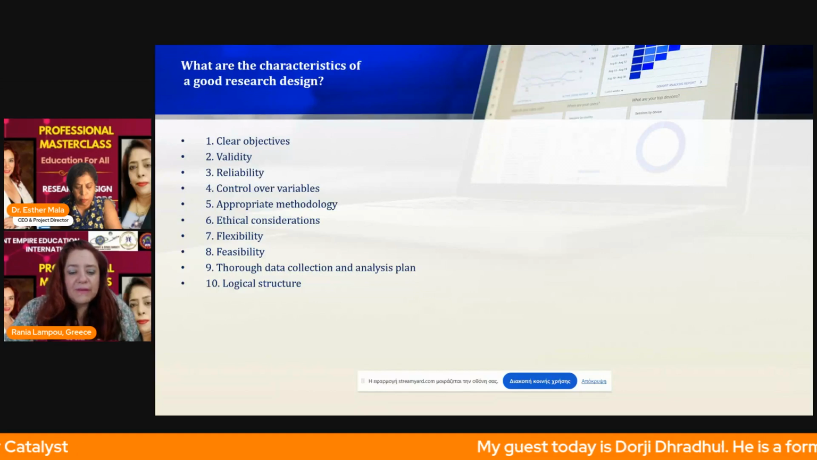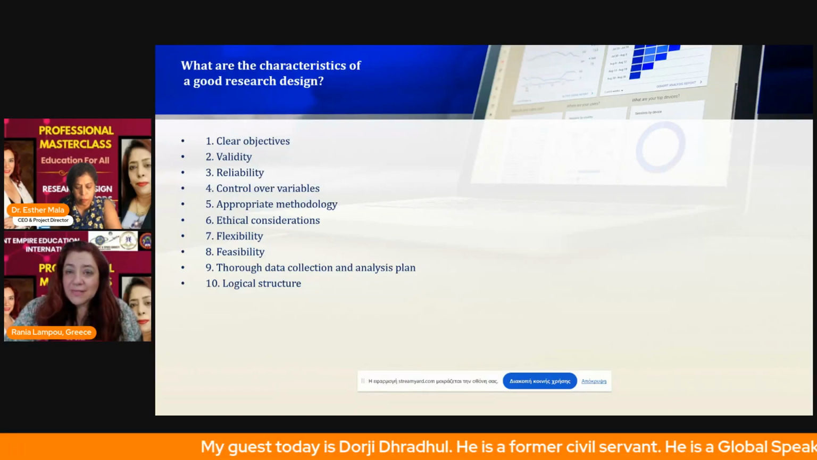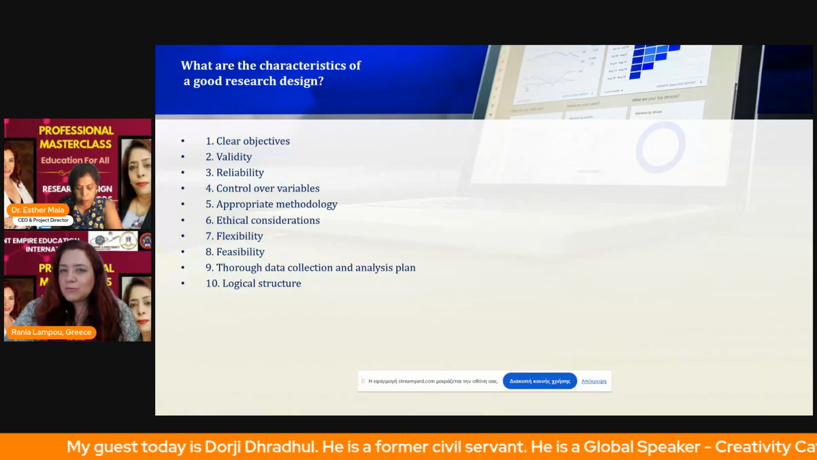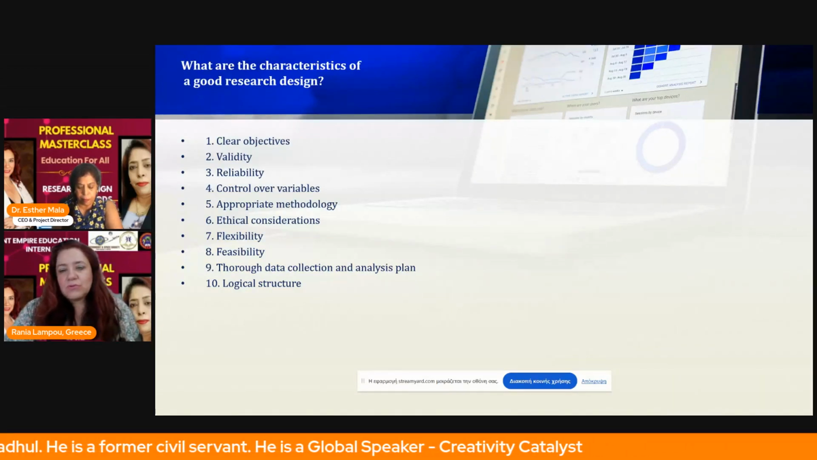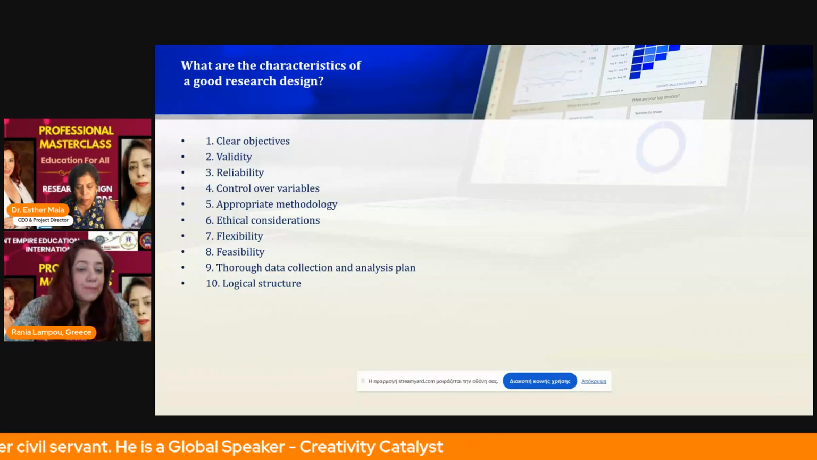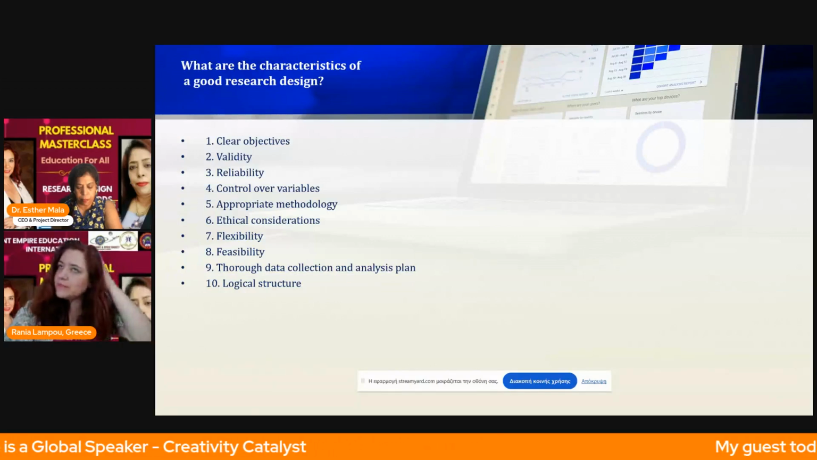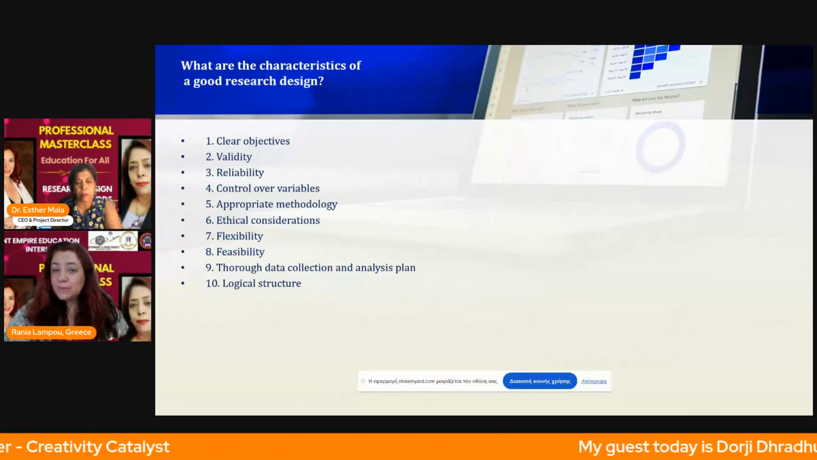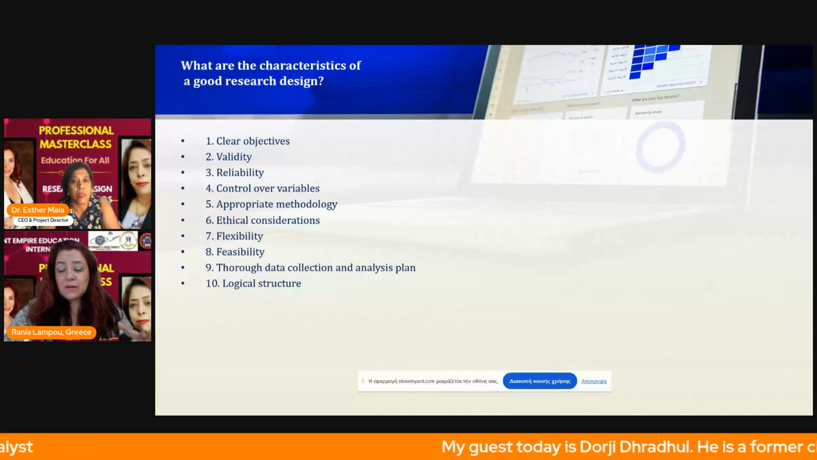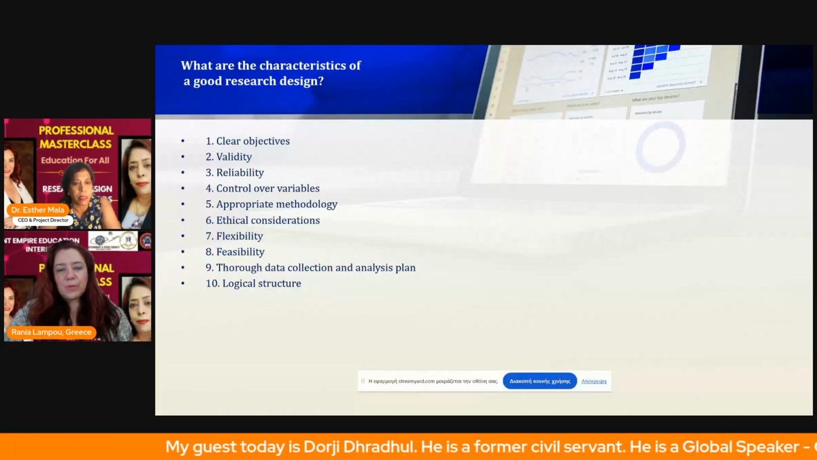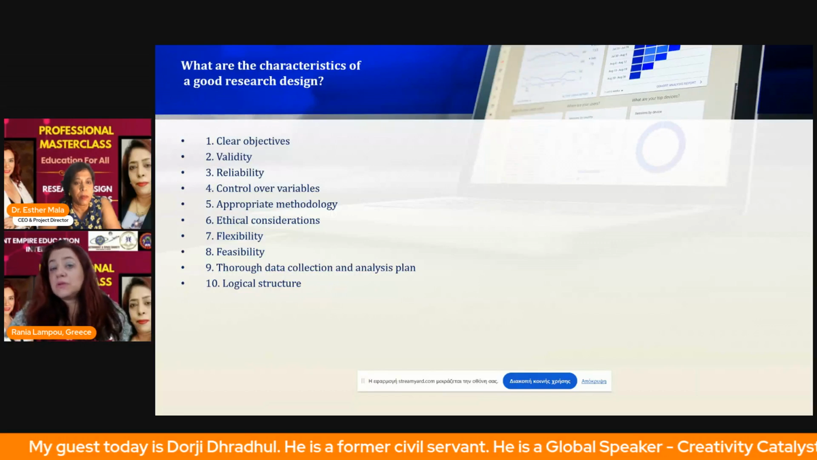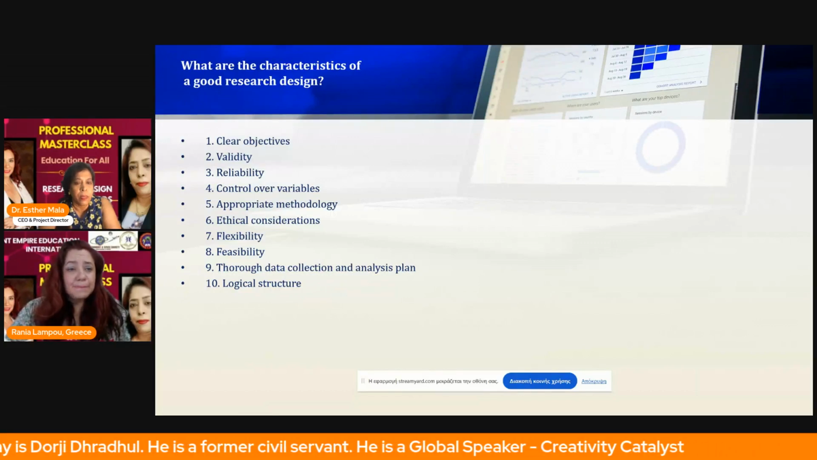Then, control over variables. The design should minimize the influence of extraneous variables, so confounding factors, through randomization, matching, or control groups. The appropriate methodology. So here is the research method, qualitative, quantitative, mixed method, should suit the research question. So here we have proper sampling methods and tools that should be selected.